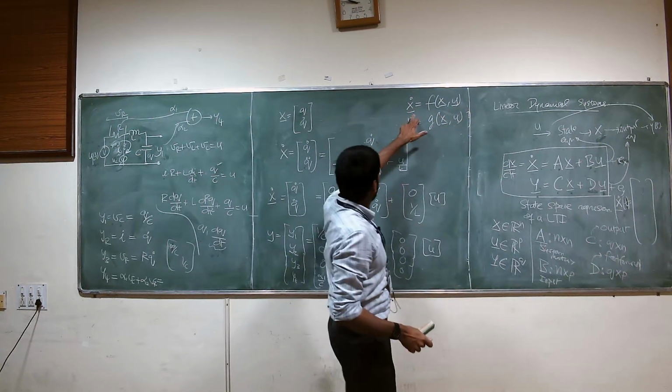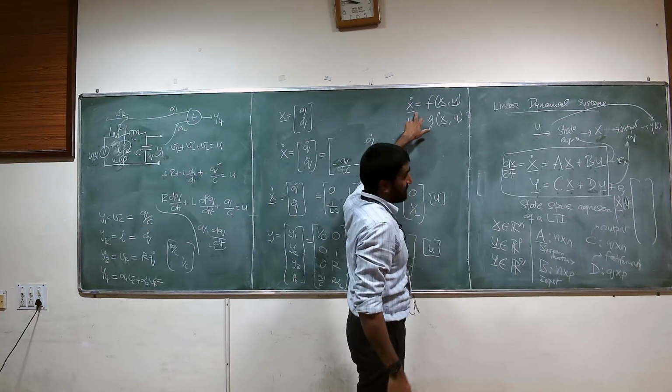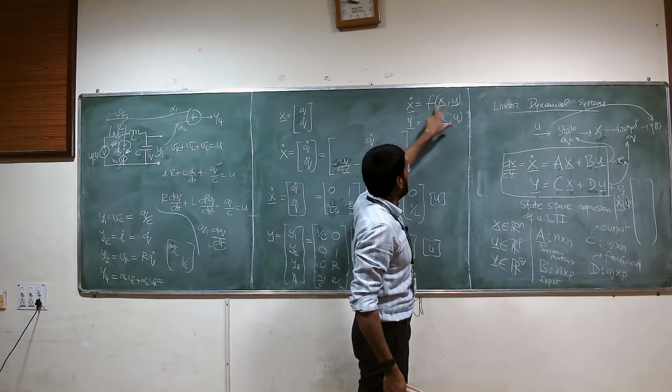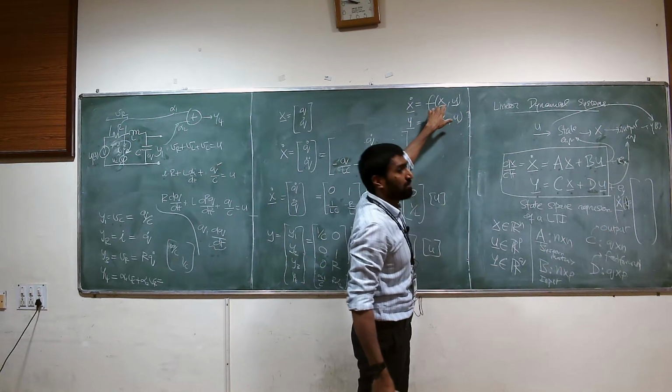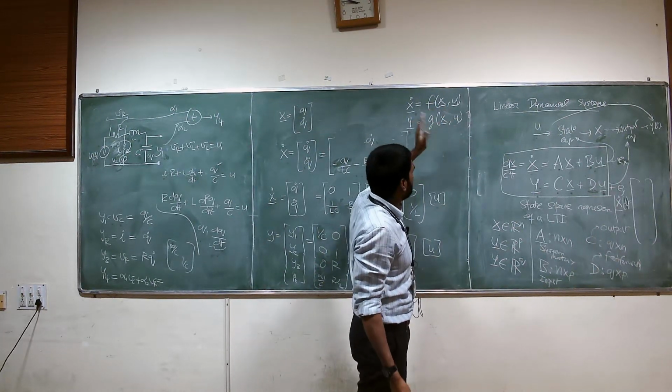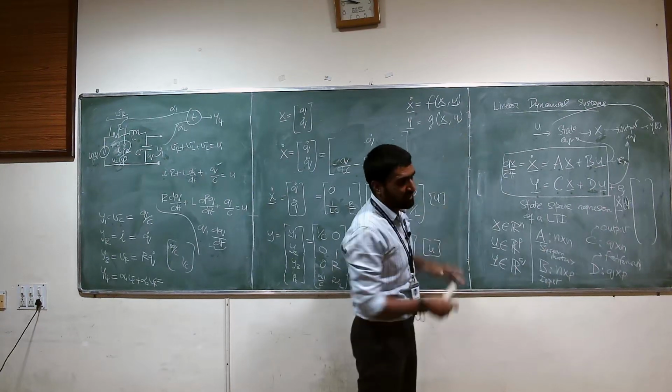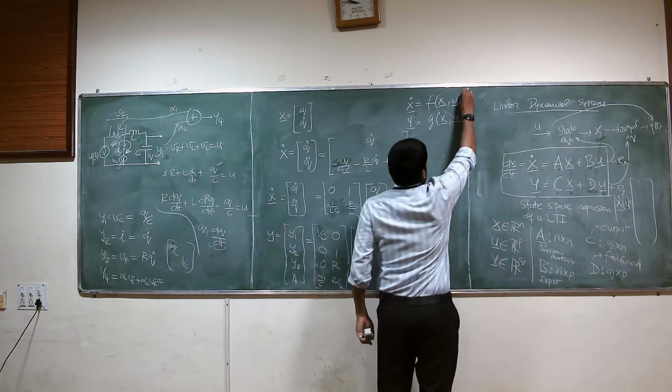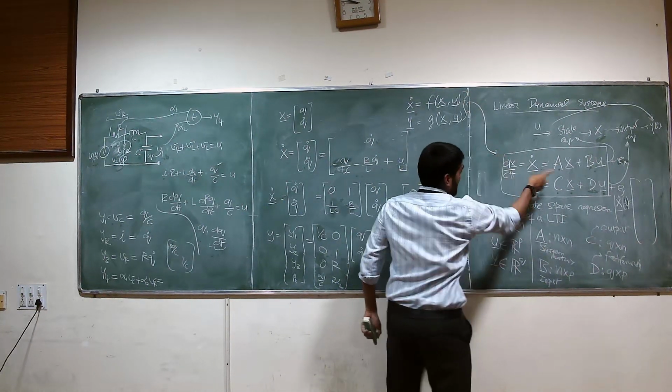Okay. This evolution, the rate of change of the state of your system, will depend on your input and your state through some nonlinear function f, and the measurement that you're making again could be some nonlinear function of your state and your input. Okay. A special case of this is here.